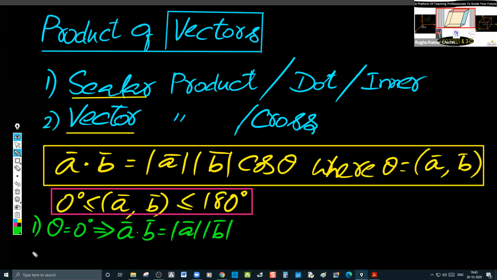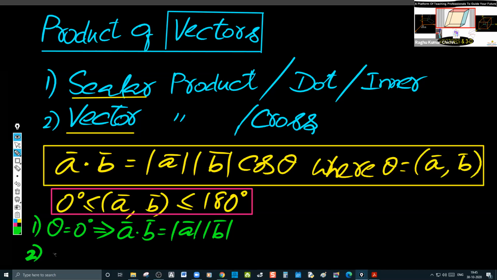So this is what you have to understand. When the dot product is straight away the product of their magnitudes, you have to understand that the angle between them is 0 degrees. That means they are coincident or parallel vectors.